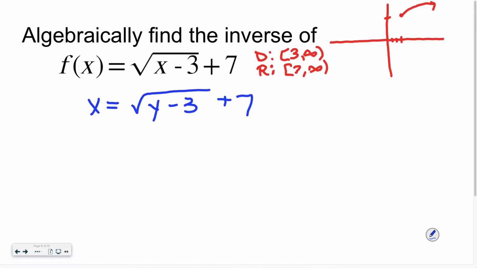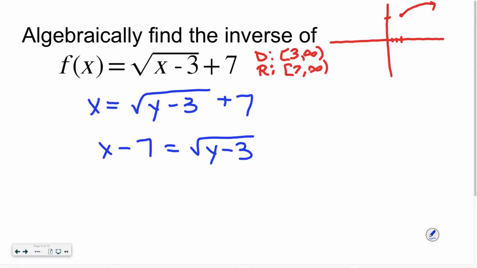And in order to solve for y, can we square both sides right now? I would wait until you have the square root by itself, because only when the square root is by itself can you square it and they cancel out. If you square it right now, they're not going to cancel. So you first need to move that 7 over.